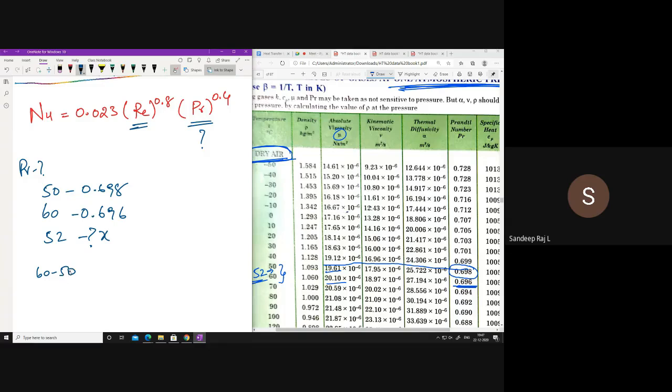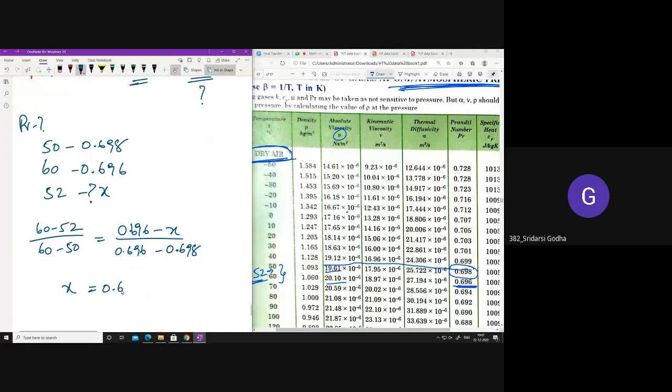Interpolating for 52, call it x: 60 minus 52 by 60 minus 50 is equal to 0.696 minus x over 0.696 minus 0.698. The value of x, you tell me. Is it right? Only 0.6976, sir. 0.6976 is the Prandtl number value.